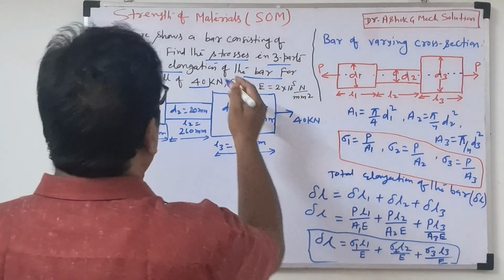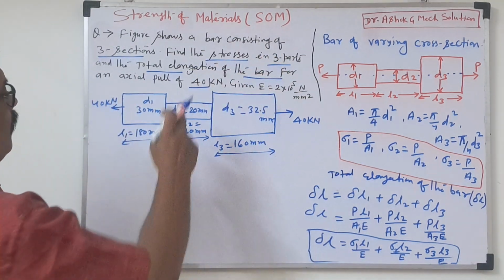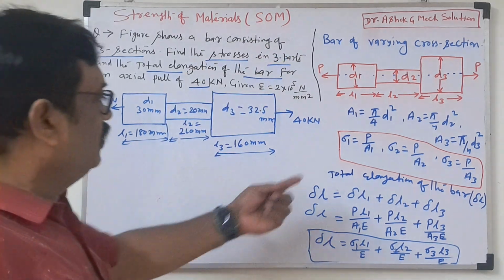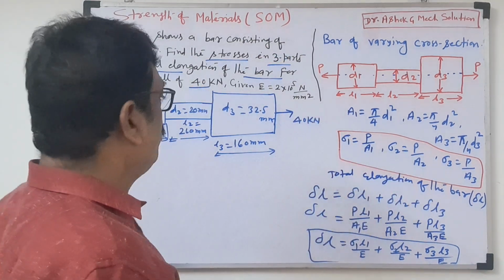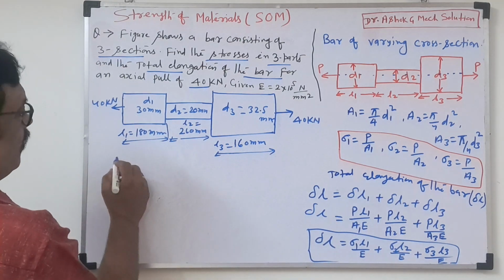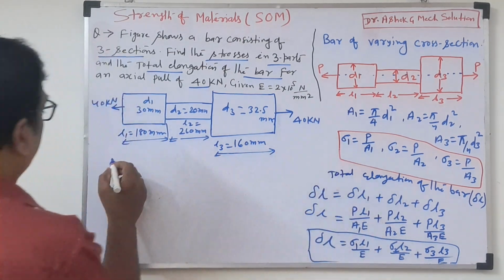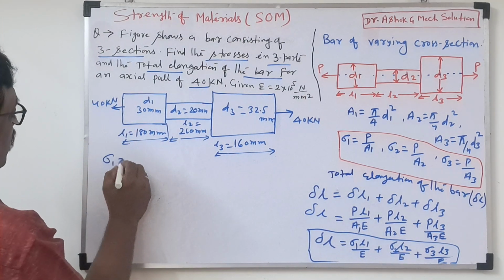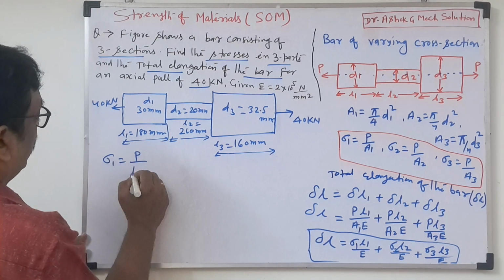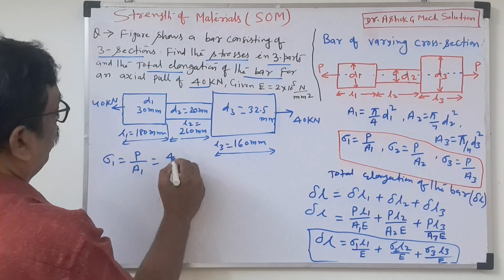Then see what they are asking here: to find the stresses in the 3 bars. So see here, the stress formula. For this what do we need? We need the area. So directly write, the stresses on the 3 bars: sigma 1 is equal to P by A1. So what is P? 40.